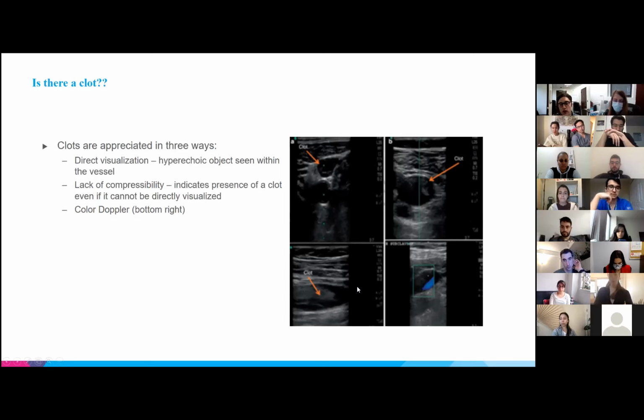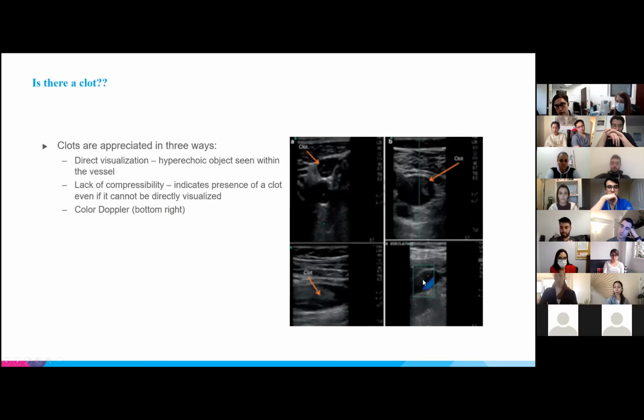If you're not sure, but you see a lack of compressibility, so if you can't compress the vein, that means that there's a clot there, even if you don't see it. So that's going to be the most common finding you have. You may not always see the hyperechoic aspect of the clot, but if the vein does not compress, that means that there's a clot. If you're not sure, you can always add color, right? And so if you see partial obstruction or flow that's not throughout the entire vein, that might also mean that there's a clot.